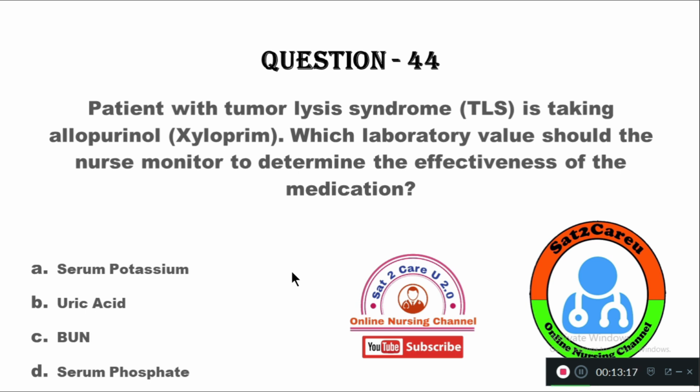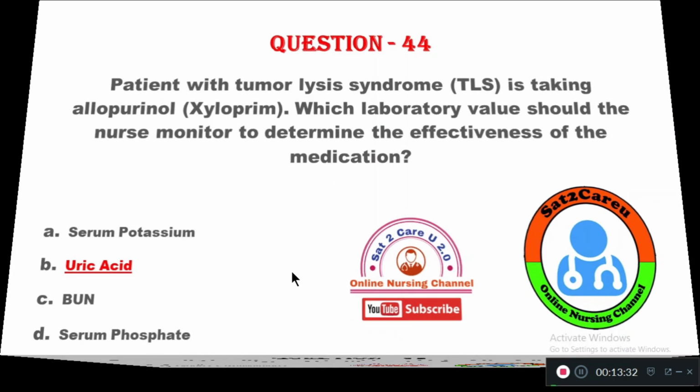So in tumor lysis syndrome, when a patient is taking allopurinol, the laboratory test to be monitored to determine the effectiveness of the drug is option B, uric acid. Option B, uric acid is right.